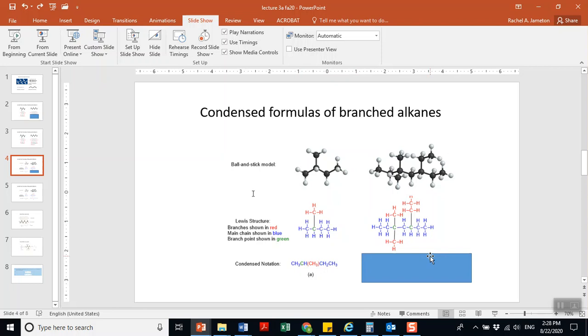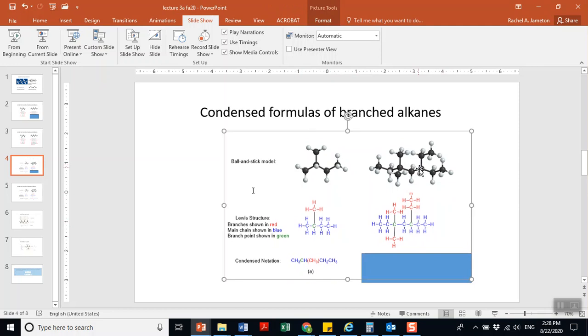Again, take a moment to pause the video and see if you can do the analogous structure over here on the right. And I see that the hydrogen up here at the top is a little bit cut off. So just note there is a CH3 group that's at the end over here, or at the top, I should say.